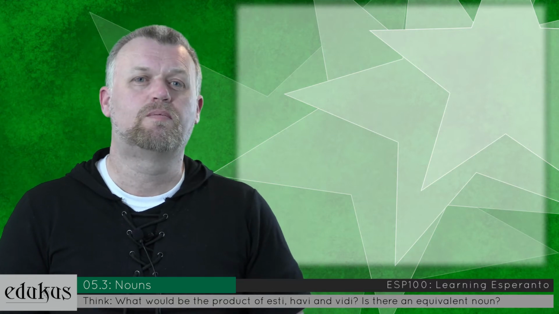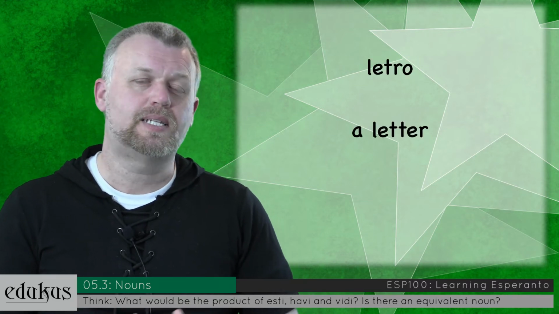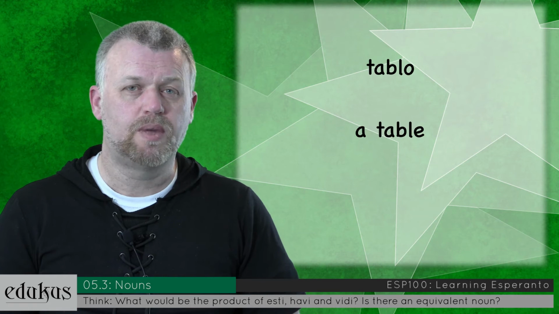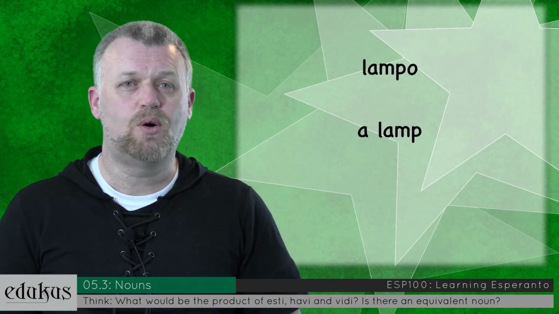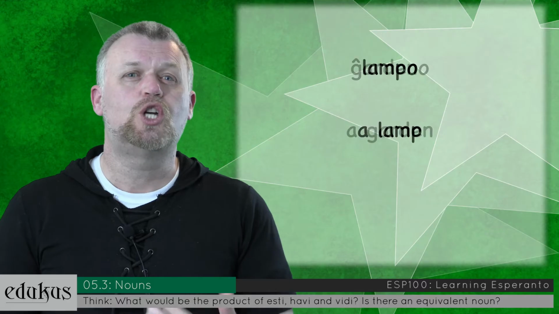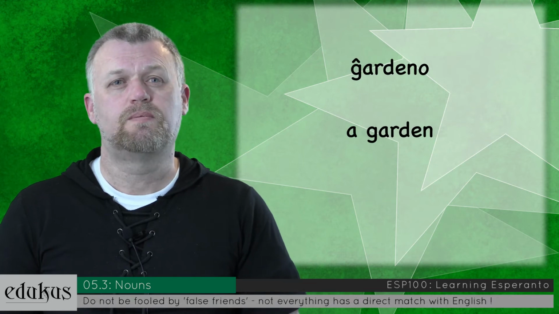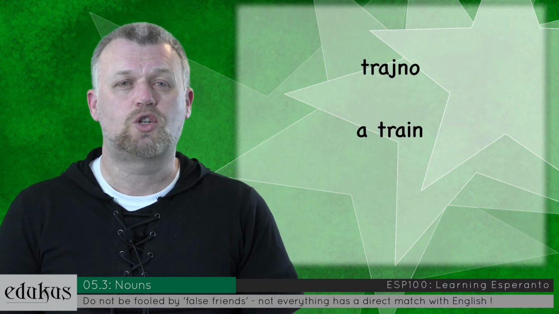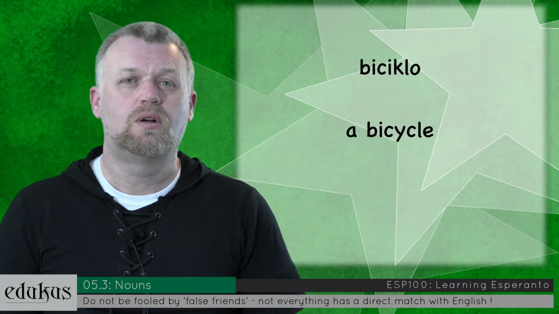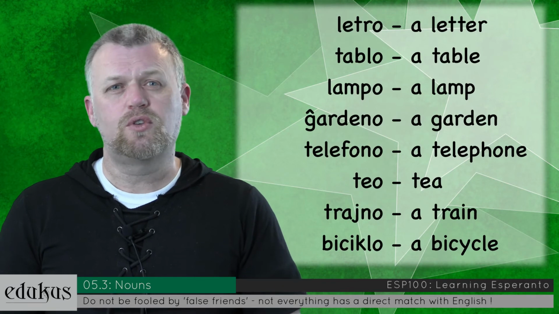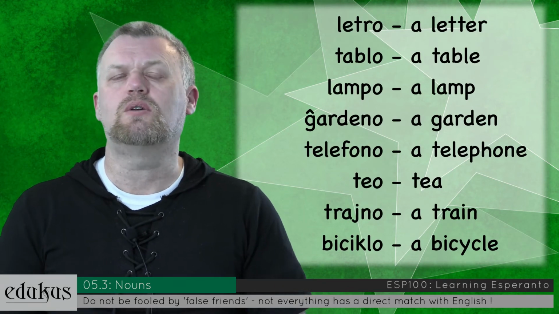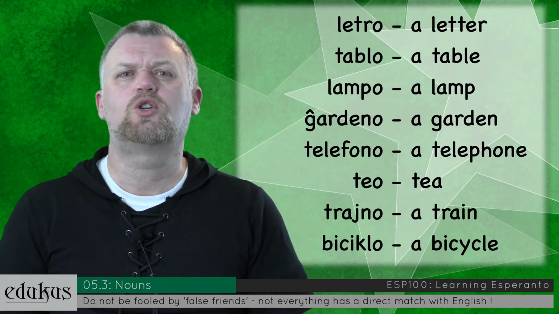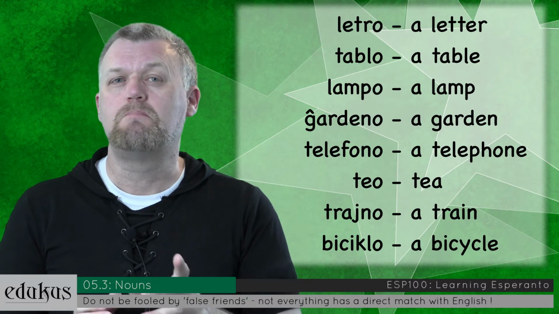Here are some more nouns that we can use to practice, all of which should also be familiar to you. Letro, a letter. Tablo, a table. Lampo, a lamp. Giardeno, a garden. Telefono, a telephone. Deo, tea. Treno, a train. Biciclo, a bicycle. Very often words may not immediately jump out at you, but try saying them using the Esperanto rules. The sound might be revealing.